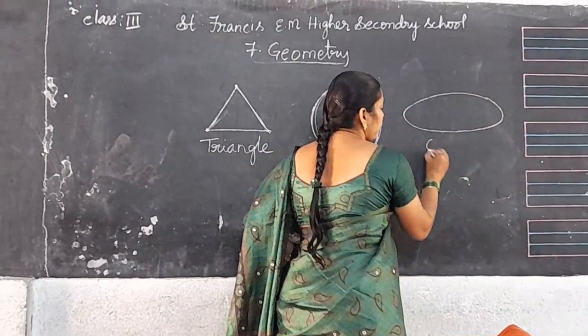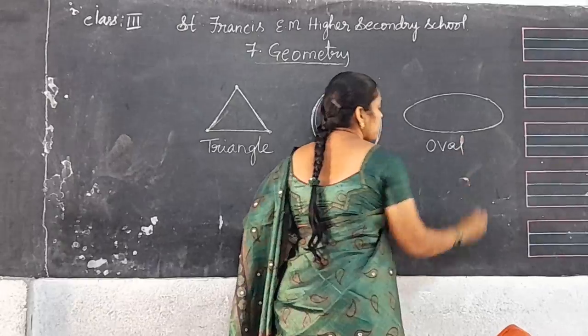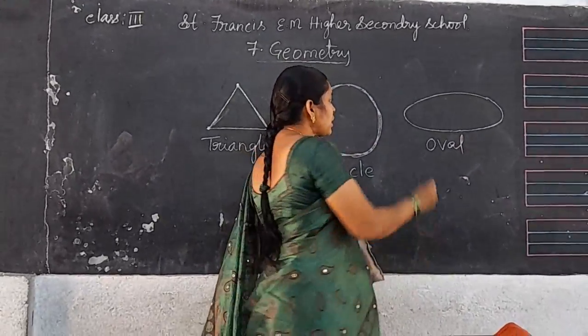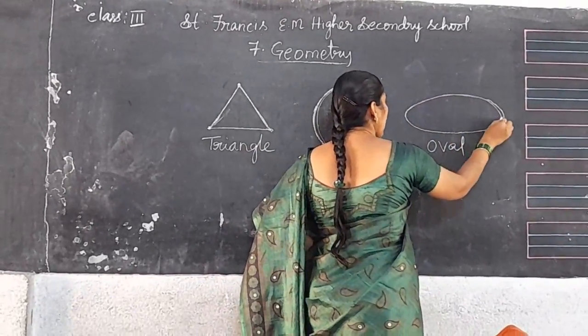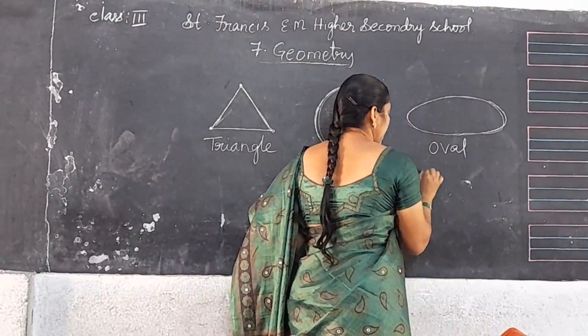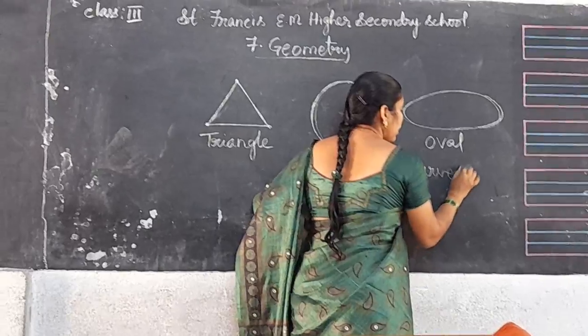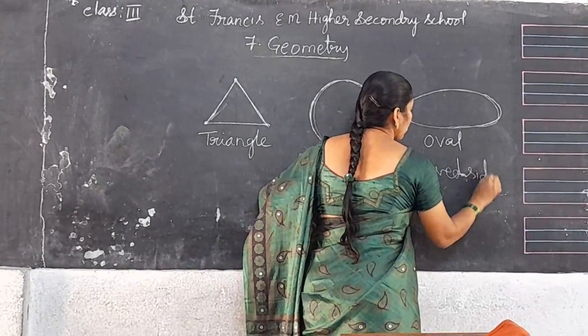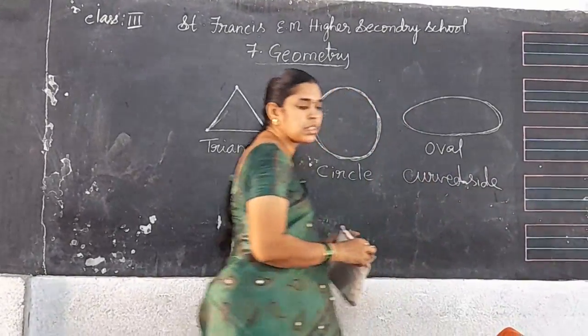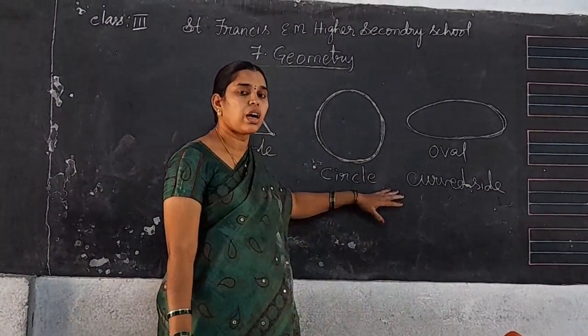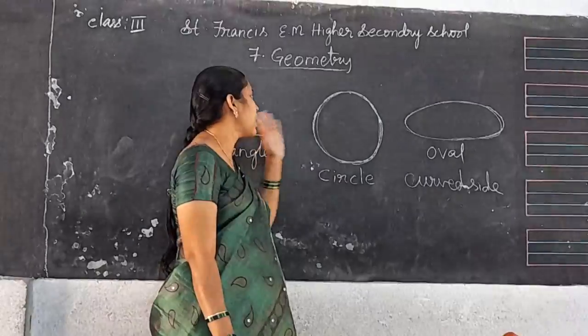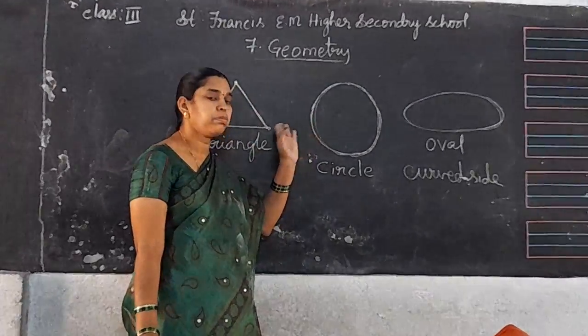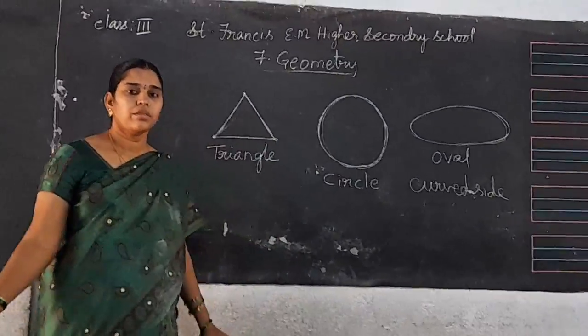What is this shape? Oval. What is this side? This is also called a curved side. Here also, no corners. This is the shape of the pictures. Okay?